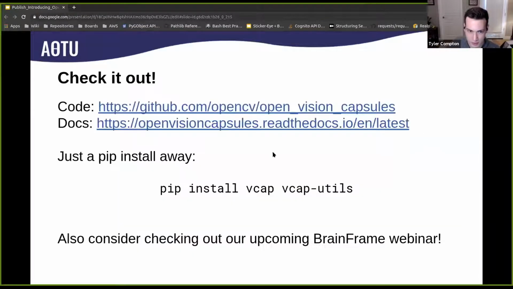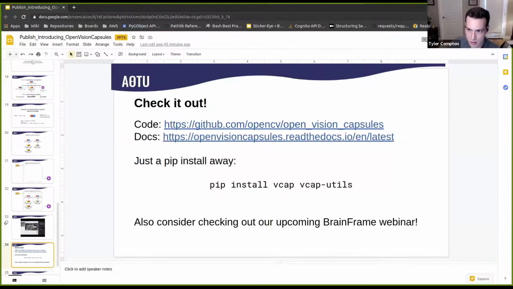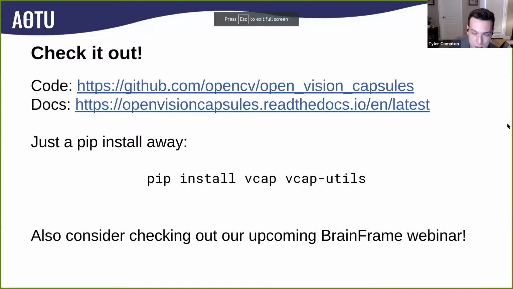Okay, let's see if I can get back to full screen here. So if any of this seems interesting to you, I highly encourage you to go check it out. Like Satya mentioned, Open Vision Capsules is released under the OpenCV GitHub group, and it's all open source, and you can see the whole thing there. We also have really expansive docs to help you get started on Read the Docs that you can find here. And because Open Vision Capsules is just a Python library, we also have it made available on pip, so it's super easy to install.